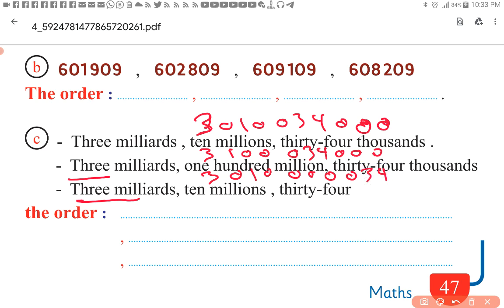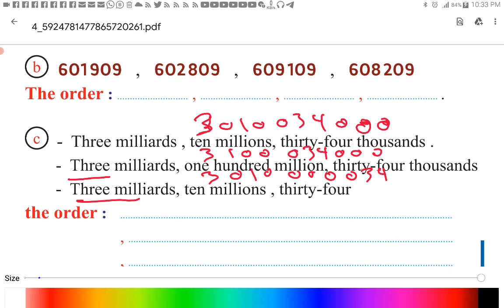Start to compare now. Here we have 3, and here we have 3, and here 3. Here 0, then here 1, and here 0.